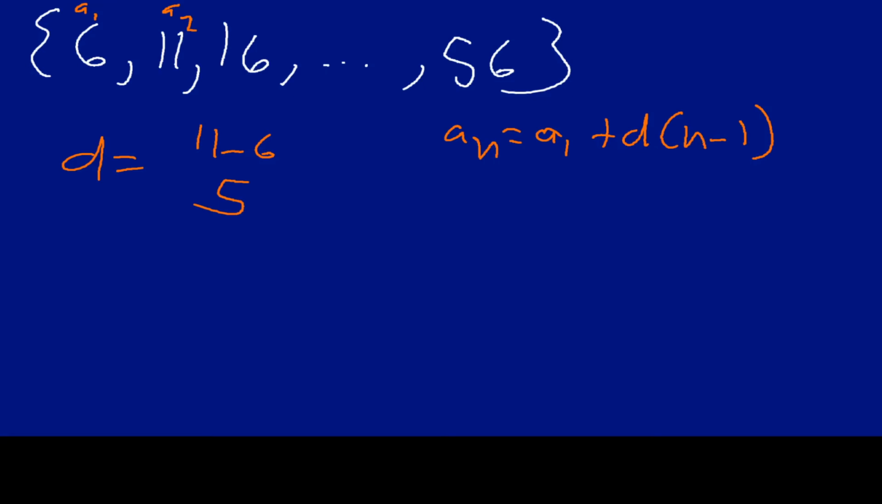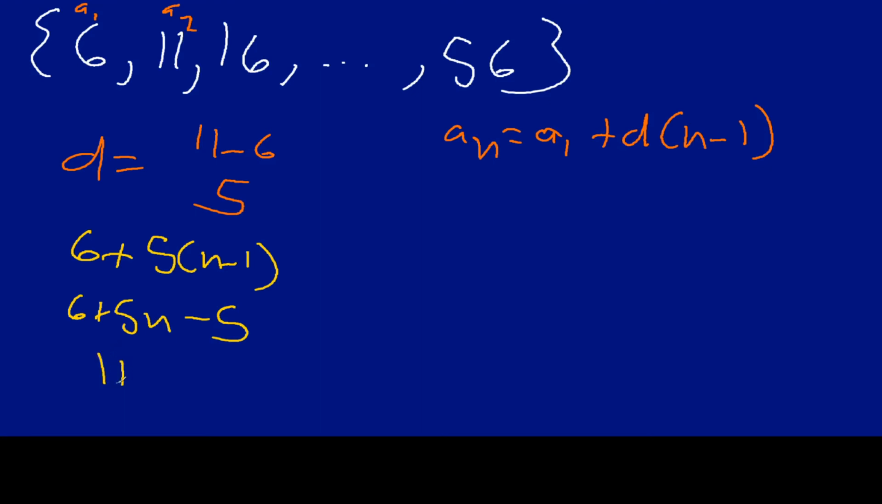So now I'm going to plug in my D because I already know that, and I'm going to plug in my A1 because I know that as well. And so I'm going to get 6 plus 5 times n minus 1. I'm going to distribute the 5. So I'm going to have 6 plus 5n minus 5. And I'm going to end up with 1 plus 5n. That is our answer right there, at least for the explicit formula.